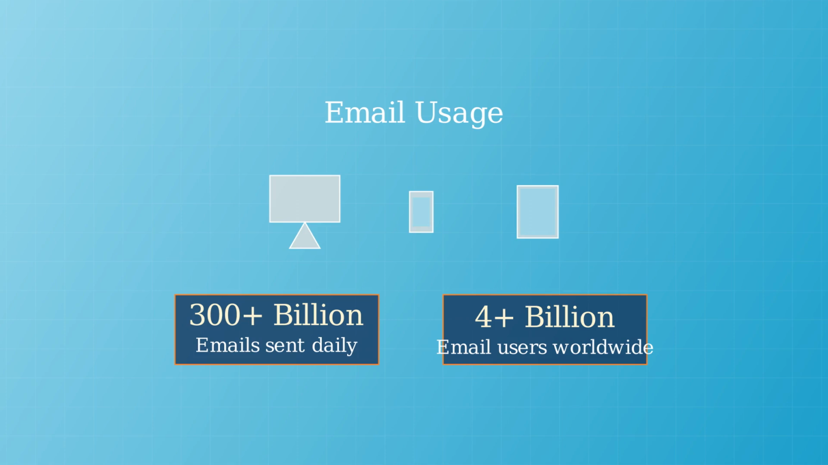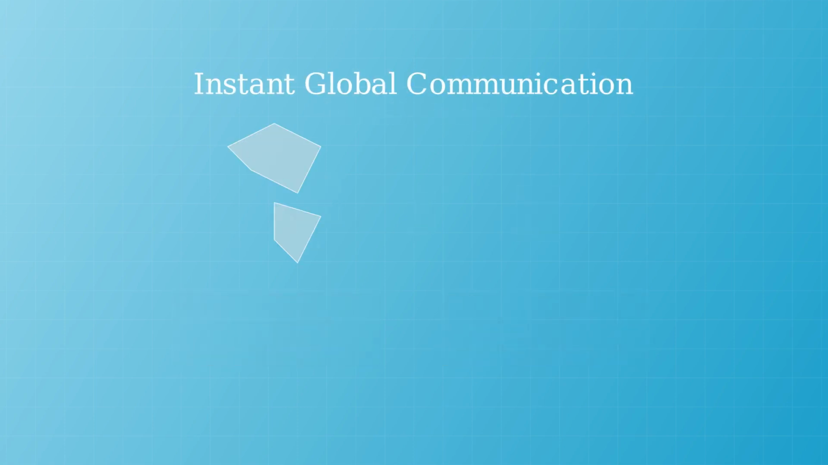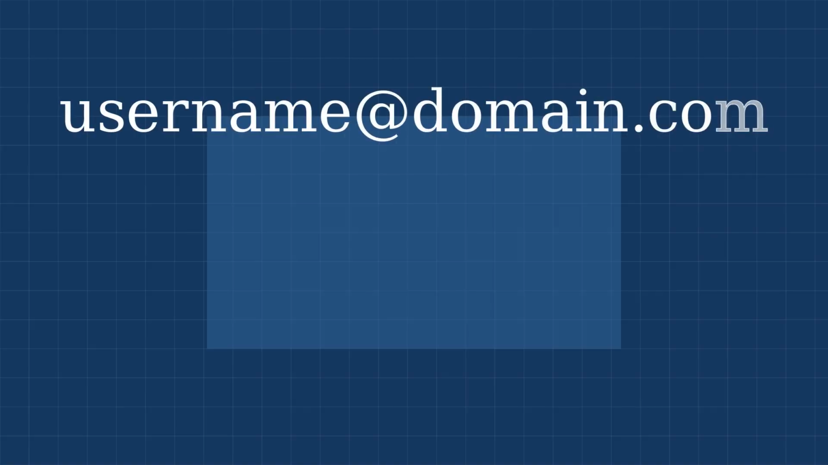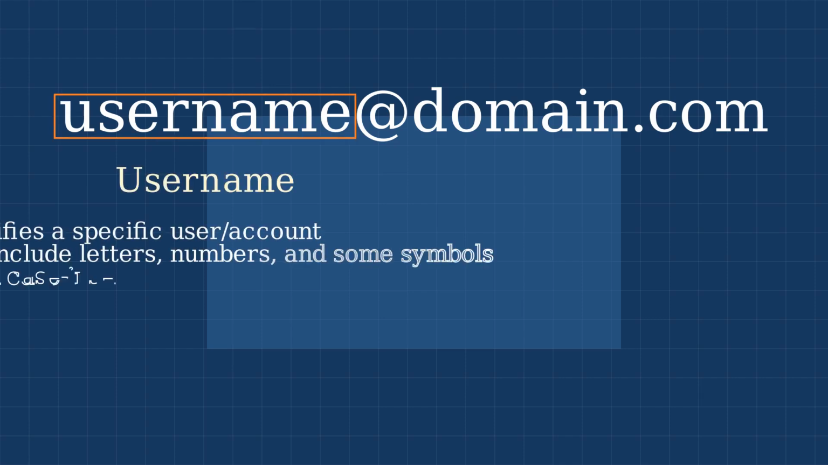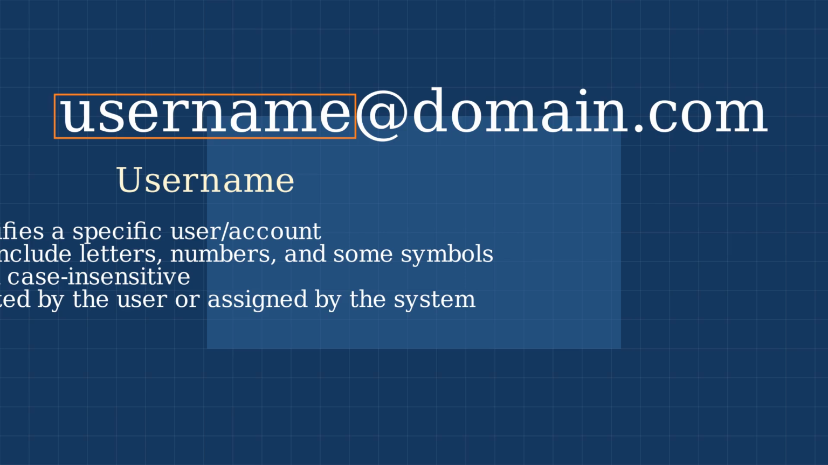It's accessible from various devices, including computers, smartphones, and tablets. Every day, over 300 billion emails are sent globally, connecting people instantly across continents and time zones. Email addresses consist of two main parts, separated by the @ symbol. The username identifies a specific user or account within the email service. Usernames can include letters, numbers, and certain symbols. They are typically case-insensitive, meaning uppercase and lowercase letters are treated the same.